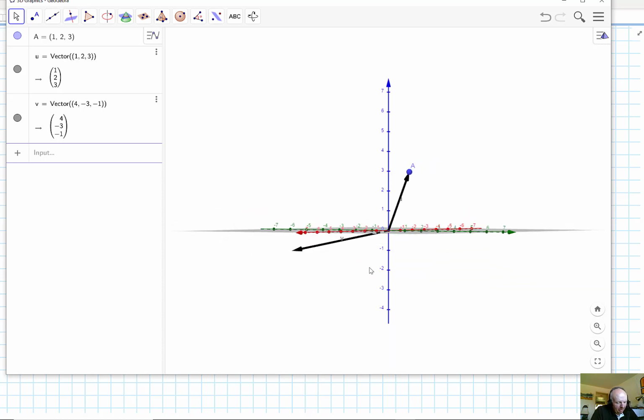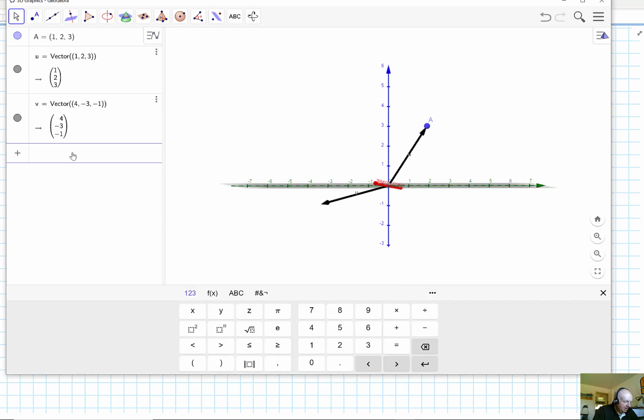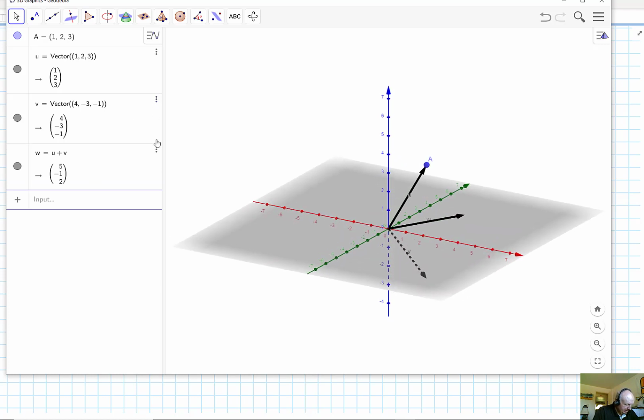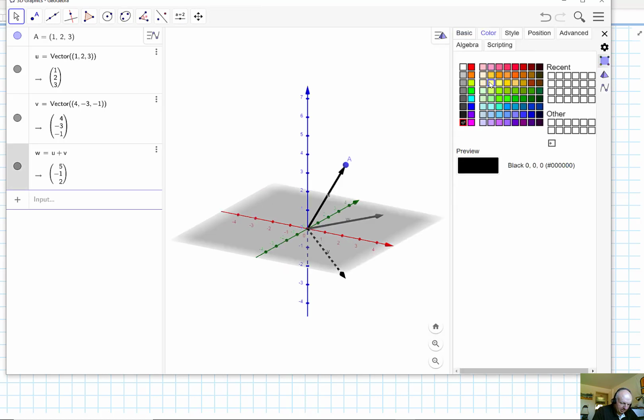Well, it turns out we are interested in things like adding them. What happens when you add these? So u plus v. What you get, let's see, this is our sum. Let's change our color here. So there's the sum vector. This is vector 1, this is vector 2.